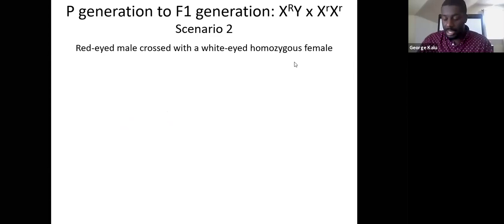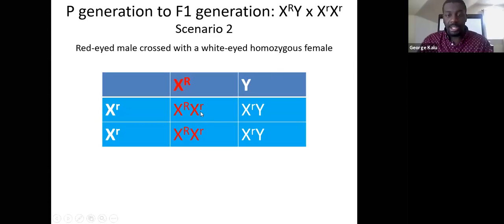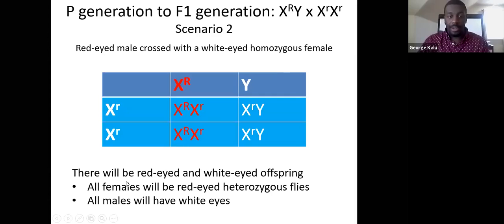And so if we do our Punnett square, this is what we end up with. They're going to be red and white offspring. All the females that you end up producing are going to have red eyes, and all the males that we produce in this case would have white eyes.